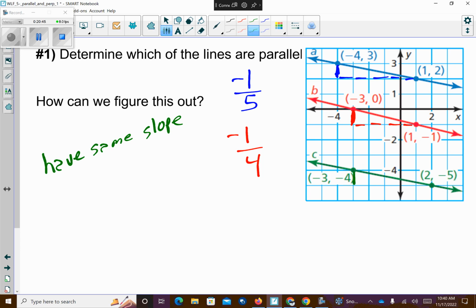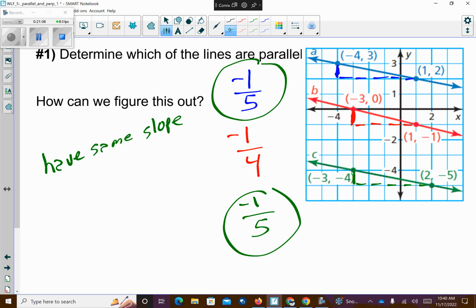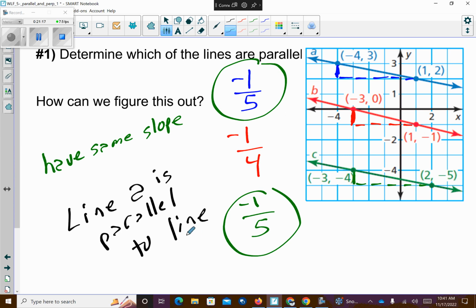Okay, let's figure out the green. Going to go from this down. I'm going to go down 1. Oh, this is a good thing. I'm going to go right 1, 2, 3, 4, 5. Okay, friends. Which lines are parallel? A and C, so the green and the blue. So my line A is parallel to line C. What do you got?